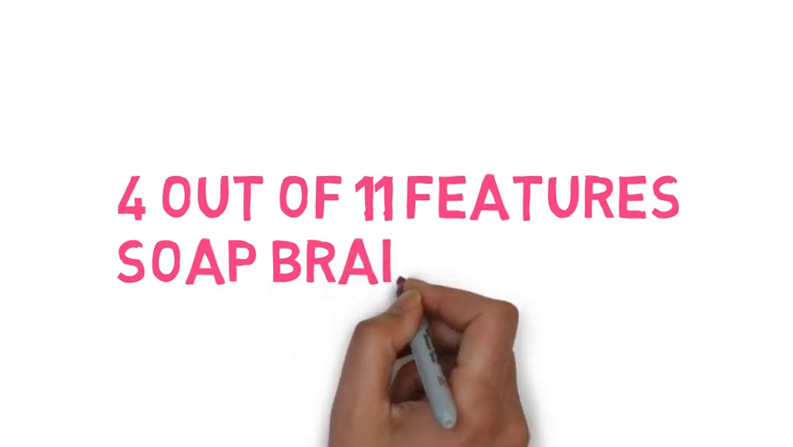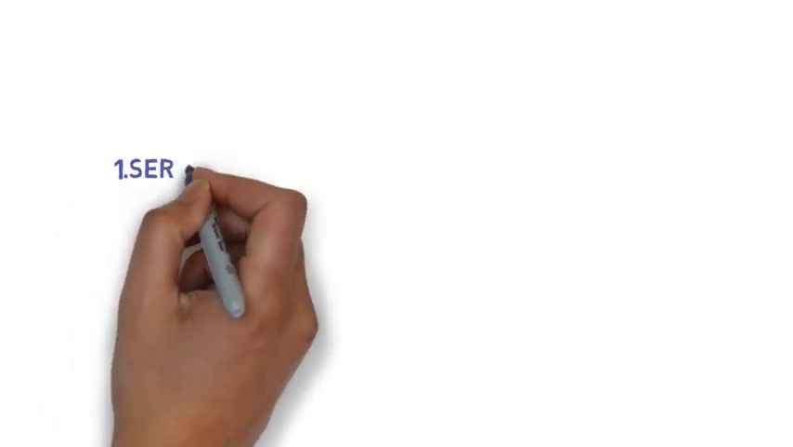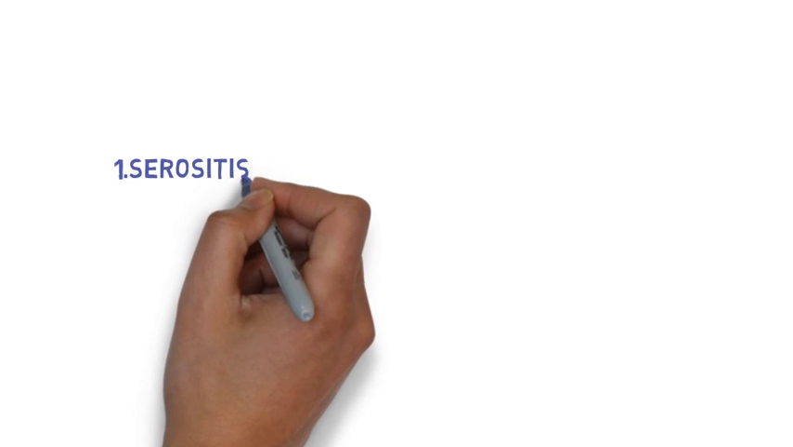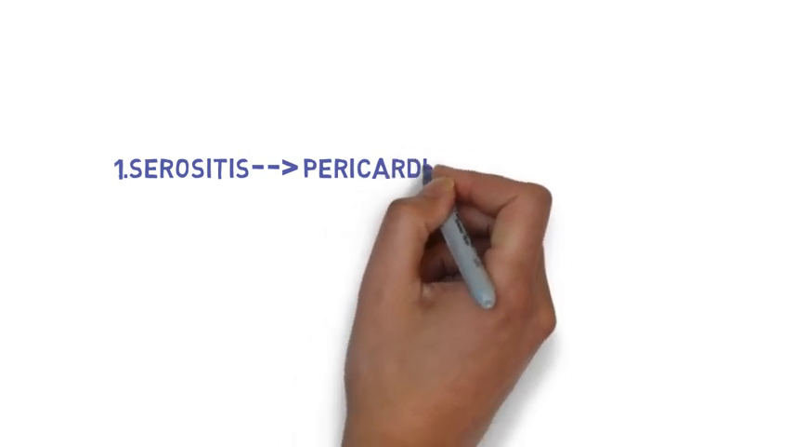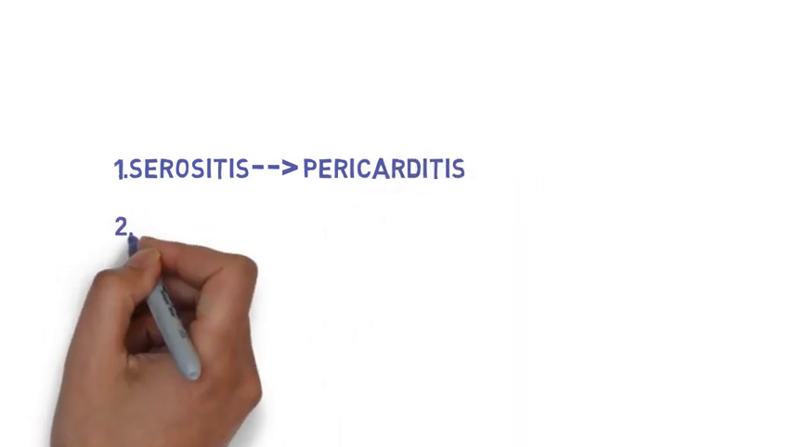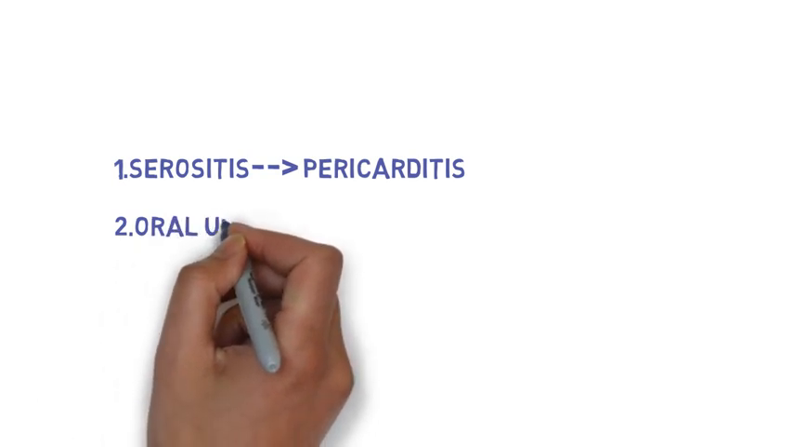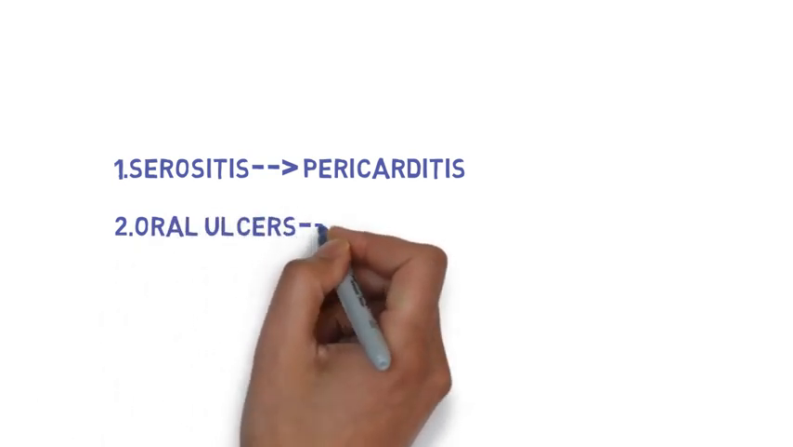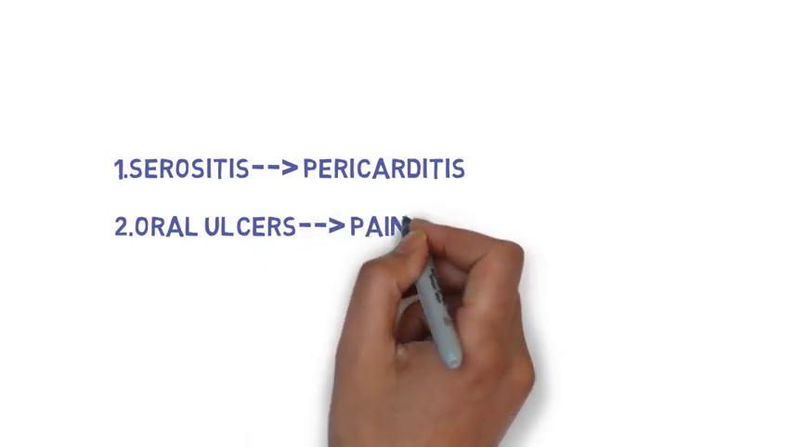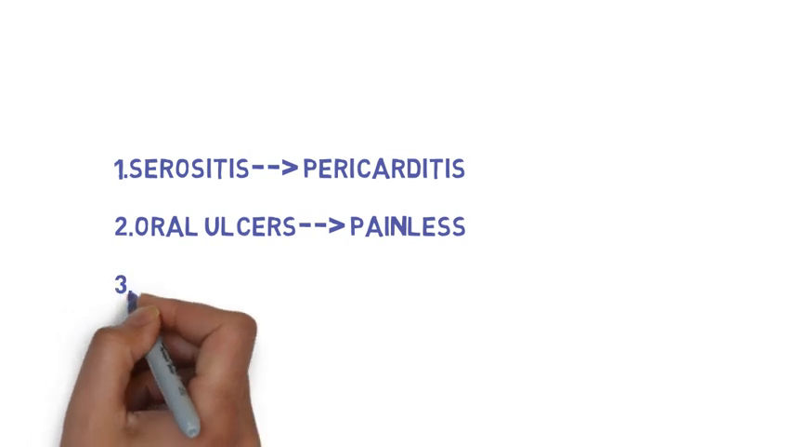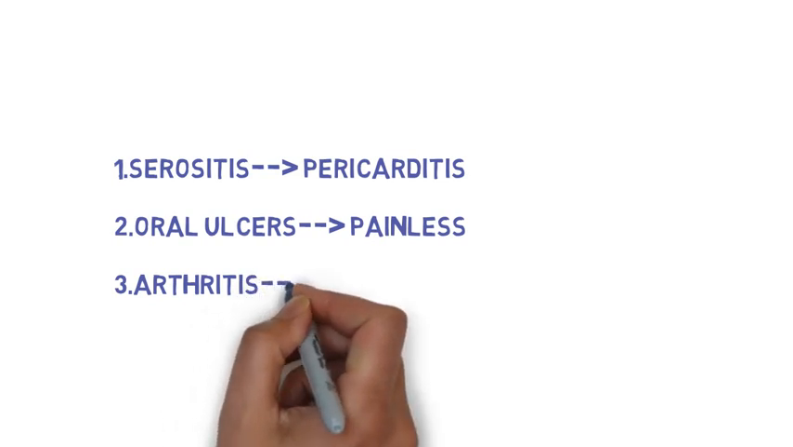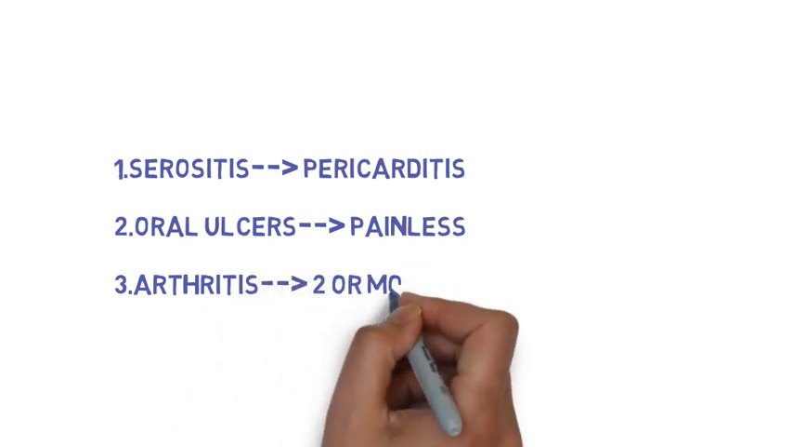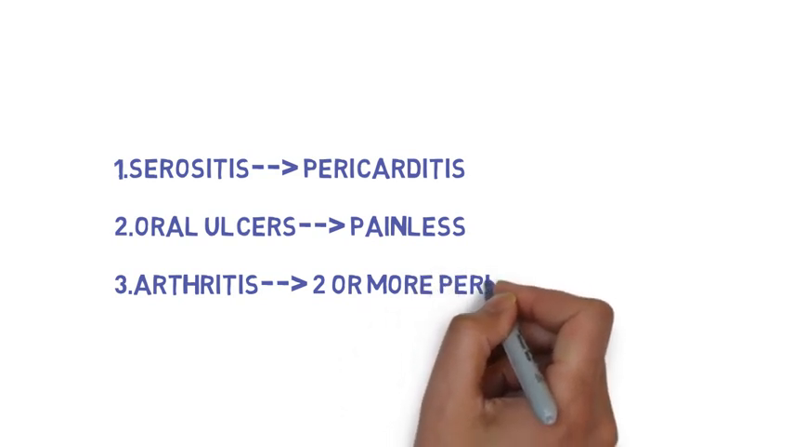According to this criteria, any 4 of 11 features constitutes lupus, and this can be remembered by the mnemonic SOAP-BRAIN MD. The S refers to the serosal surfaces, such as the pericardium and pleural regions, so that's pericarditis and pleurisy, and also other problems within the lung, so that's typically the heart and the lung. The O is for oral ulcers, which are normally painless.